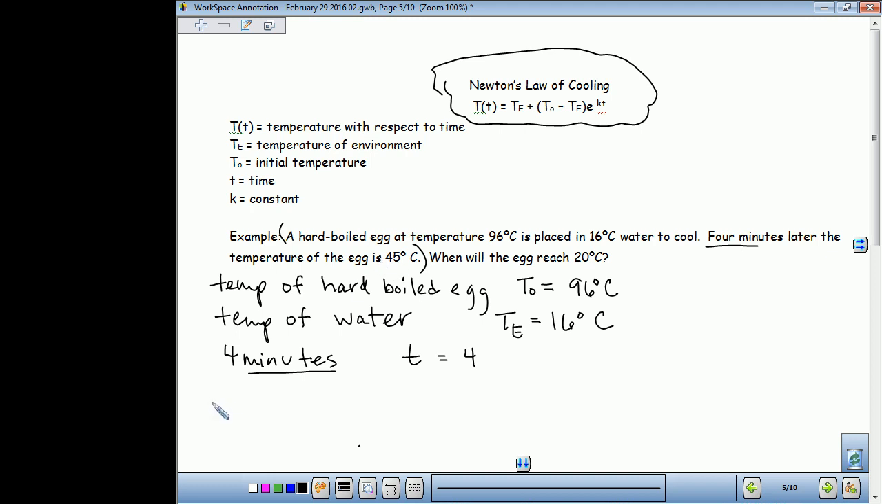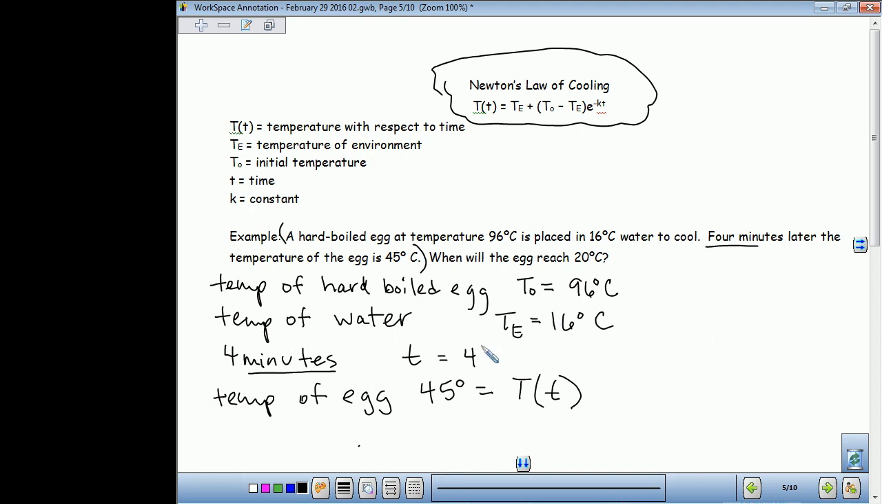Okay, and the last part we get from this very first sentence is the temperature, the final temperature of the egg. Well, basically, when will the temperature of the egg reach 45 degrees? So what is that 45 degrees Celsius in terms of this formula? The temperature with respect to time. Very good. The temperature with respect to time. That's what I said. Okay, good. We've got everything but k. Yeah. So we can solve for k.